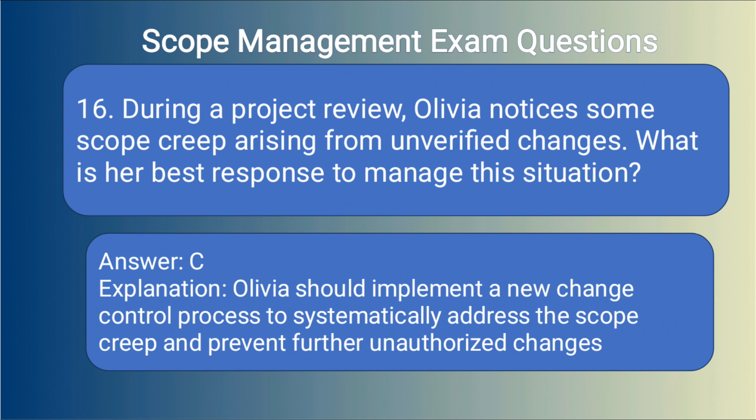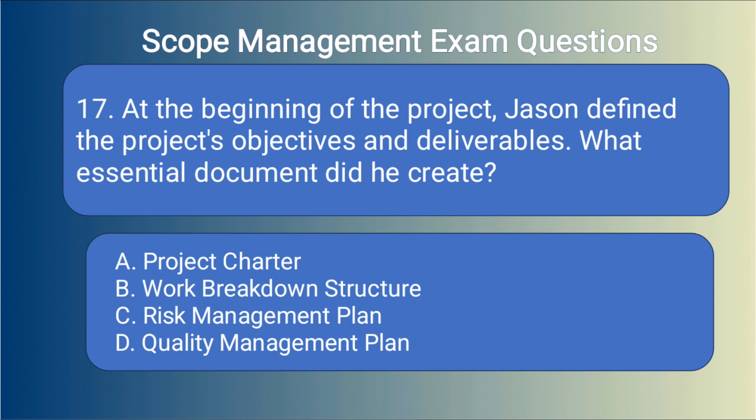Answer C. Explanation. Olivia should implement a new change control process to systematically address the scope creep and prevent further unauthorized changes. 17. At the beginning of the project, Jason defined the project's objectives and deliverables. What essential document did he create? A. Project charter. B. Work breakdown structure. C. Risk management plan. D. Quality management plan.